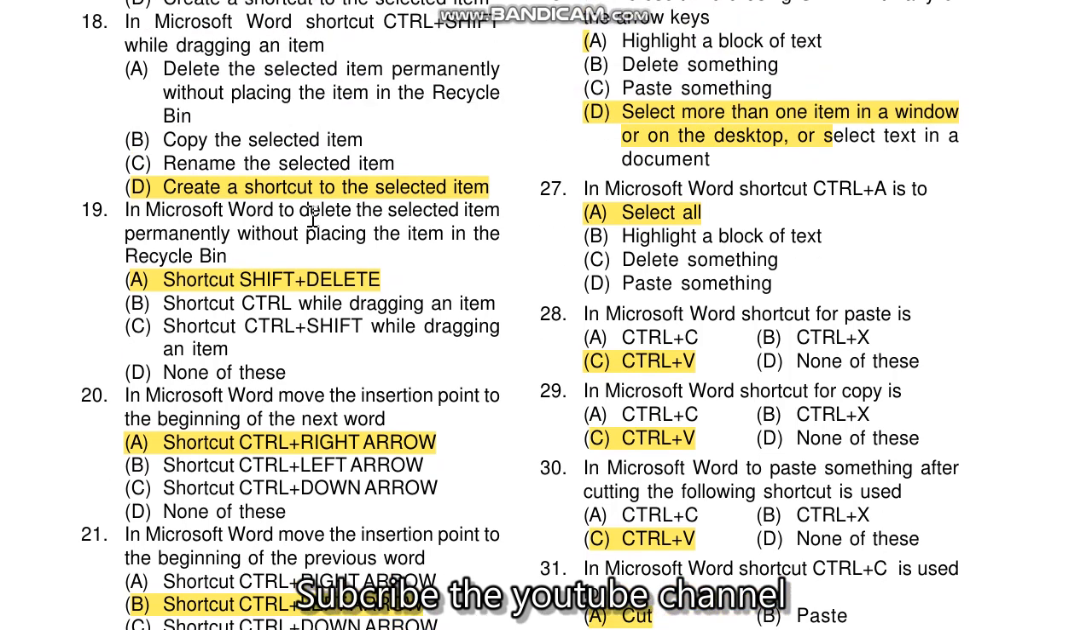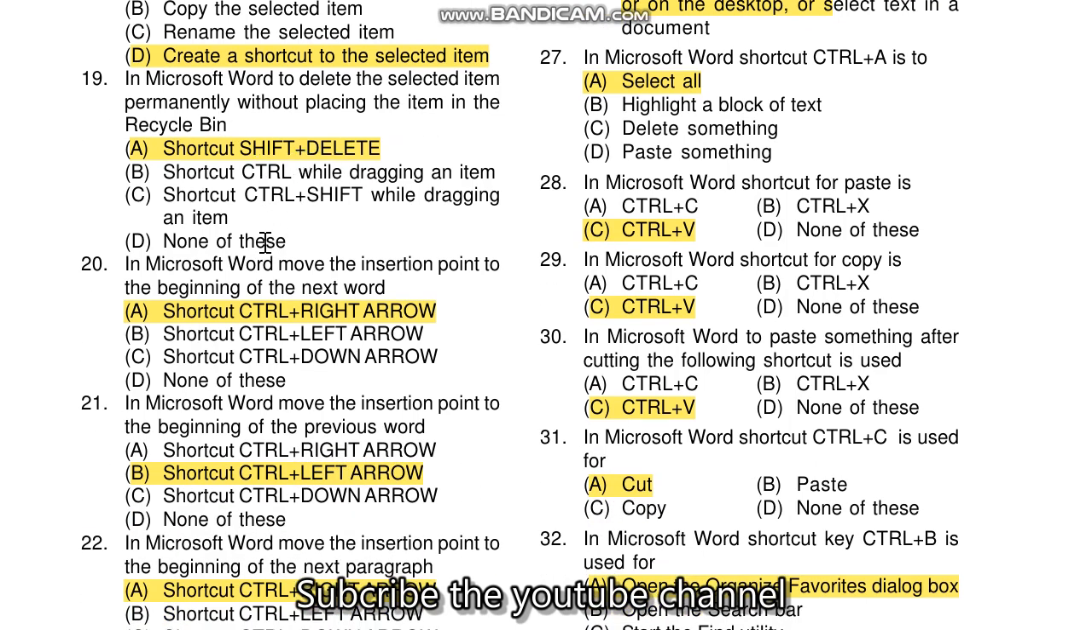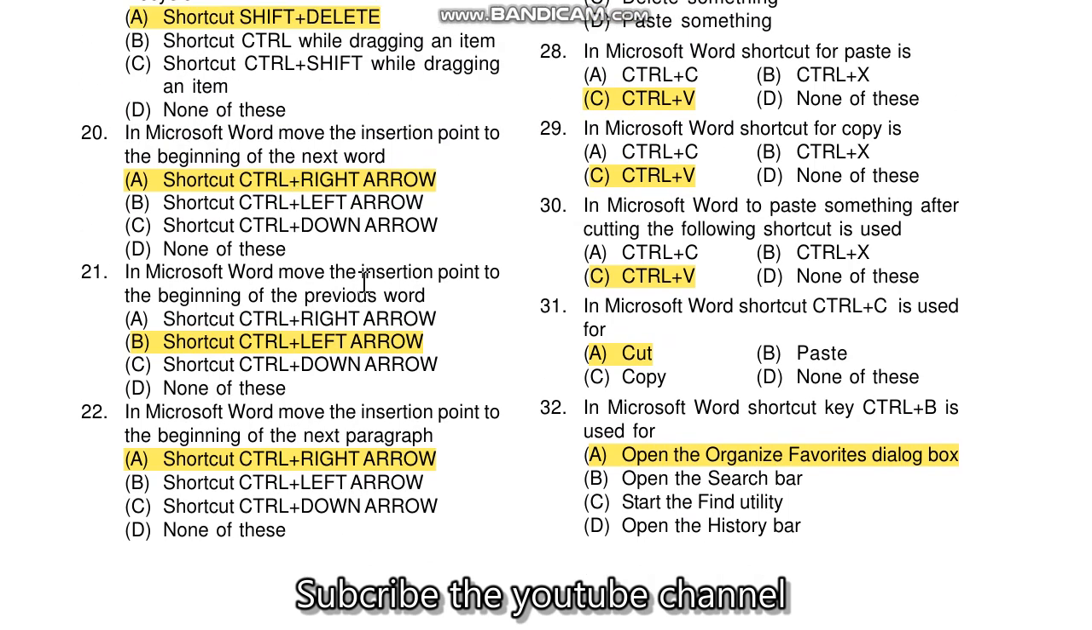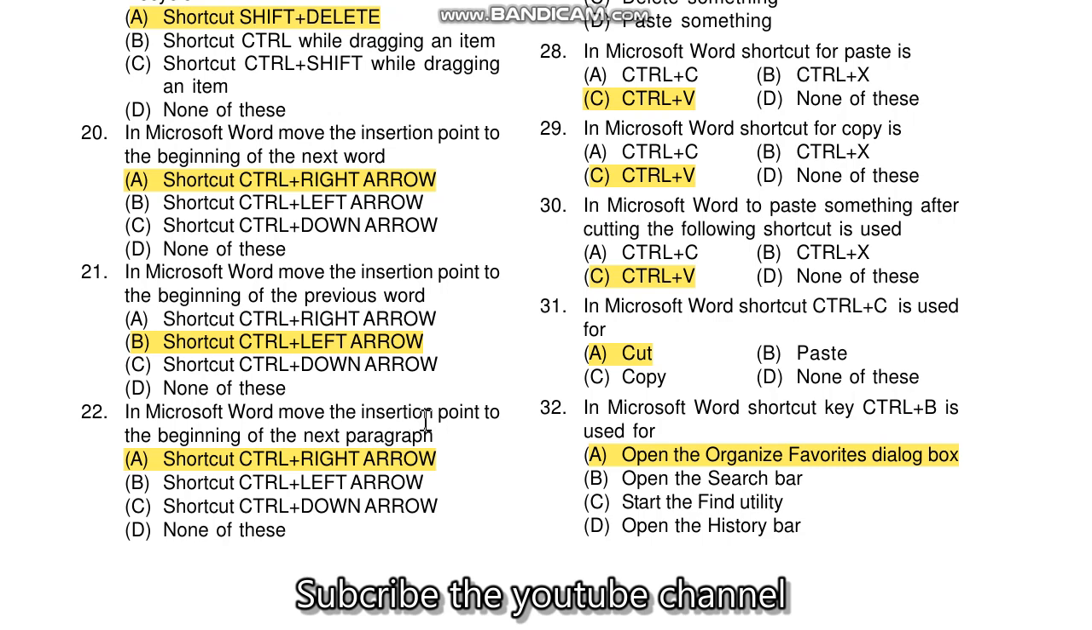Question 19: in Microsoft Word, to delete the selected item permanently without placing the item in the recycle bin, shortcut Shift+Delete. Question 20: in Microsoft Word, move the insertion point to the beginning of the next word, shortcut Ctrl+right arrow. Question number 21: move the insertion point to the beginning of the previous word, shortcut Ctrl+left arrow. Question 22: move the insertion point to the beginning of the next paragraph, shortcut Ctrl+right arrow.